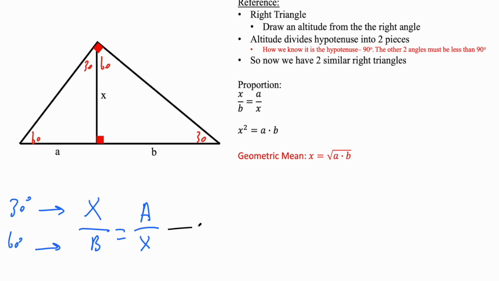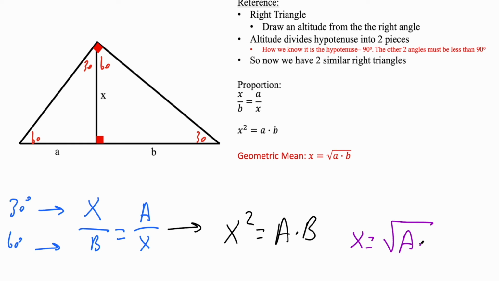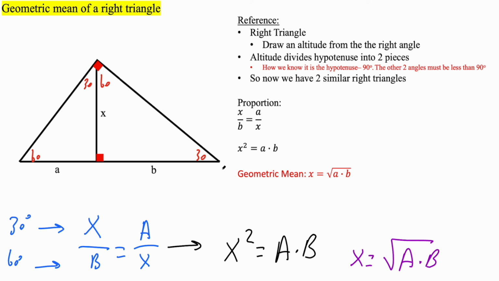So now if you want to further prove this formula, you can cross multiply. x times x is x squared is equal to a times b. If we take the square root of both sides, we would get x is equal to the square root of a times b. And so that's pretty much it for this video. In the next video, we're going to do one example problem.